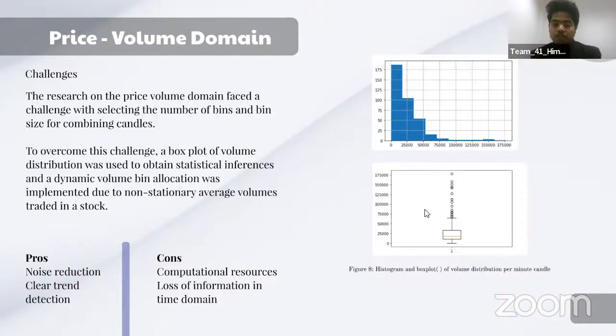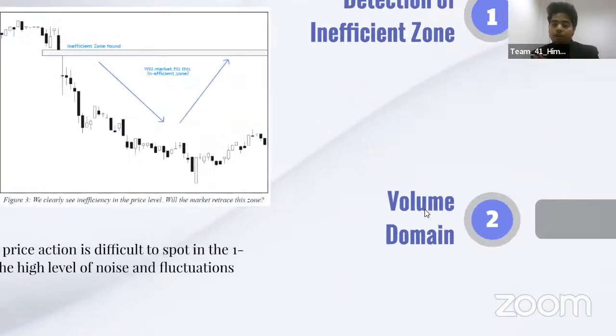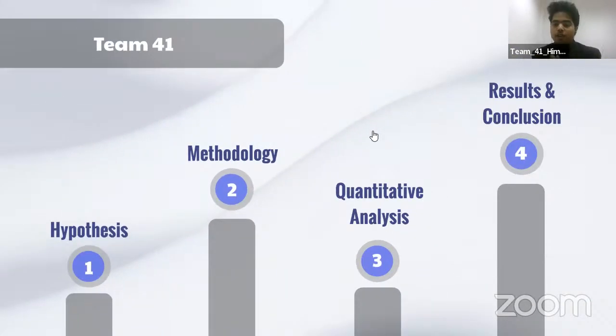The pro is the noise reduction, and we can see a clear trend direction in this volume frame. But the cons are that we have to go into the volume domain, so we need some computational resources, and second is the loss of information in the time domain. But we can anyway integrate both to create a strategy. With this overview of our price action analysis, we will move to the next session where we will dive into the quantitative analysis.